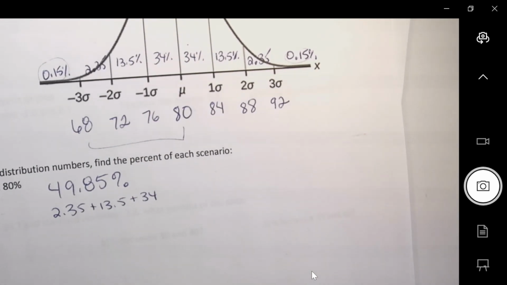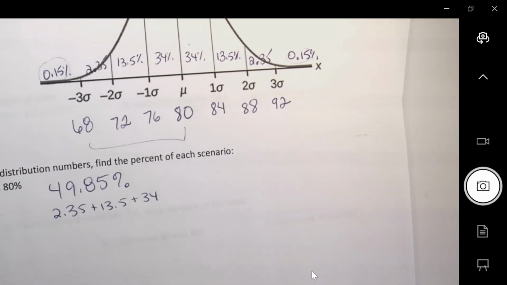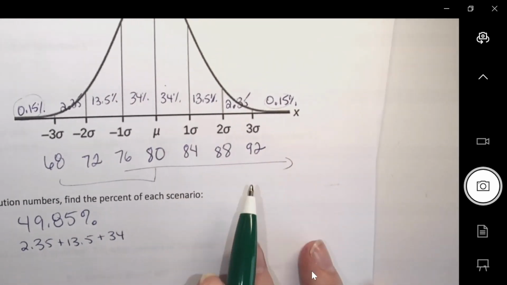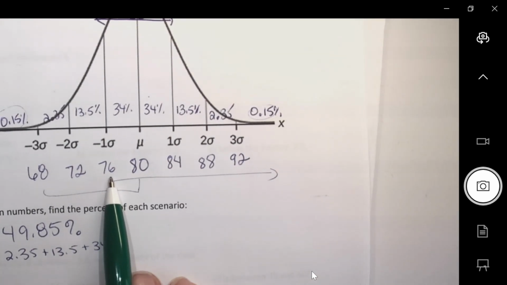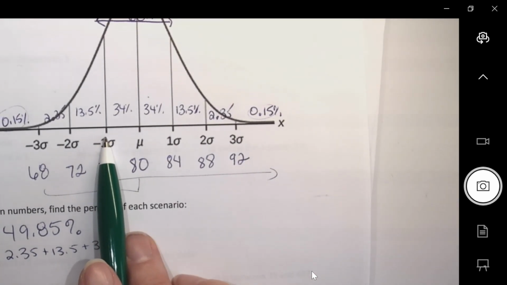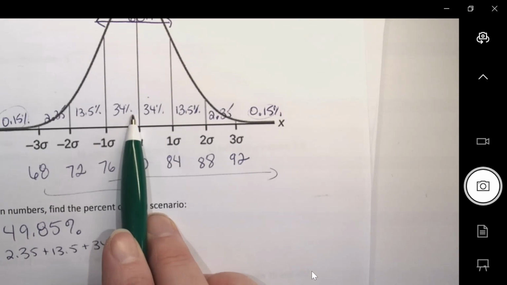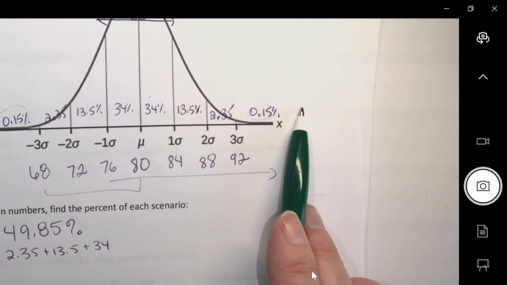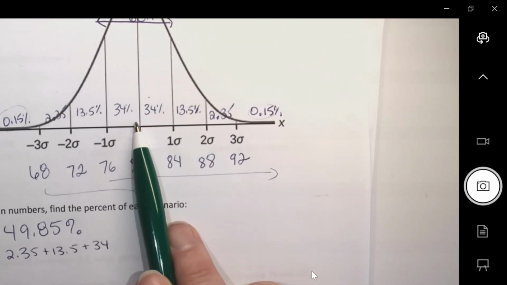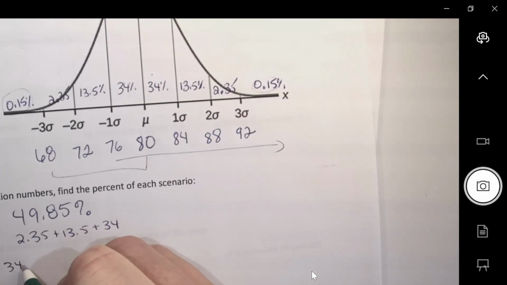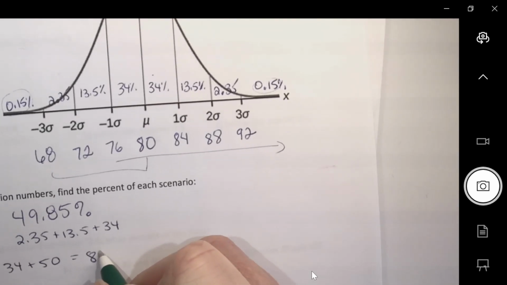Okay, that's okay how we did that? Now, 76 and above. What would we do there? I would take just this one section and then do what with it? 50. Add 50, right? Because the halfway is 50 and then this section as well. So 84%.